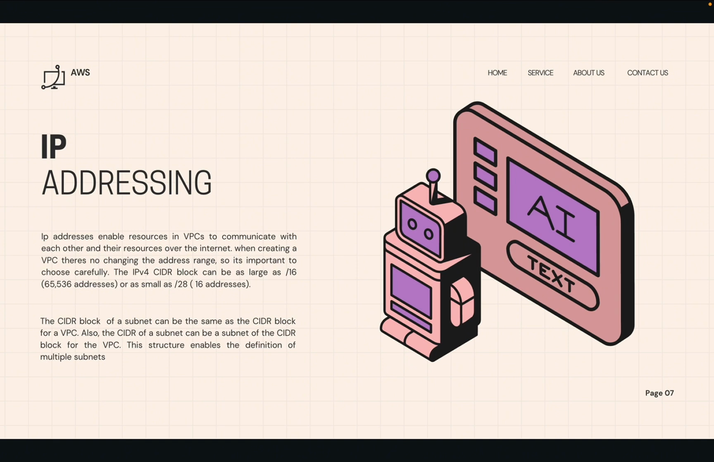When creating a VPC, there's no changing the address range, so it is very important to choose carefully. The IPv4 CIDR block can be as large as /16, or 65,536 addresses, or as small as /28, or 16 addresses. The CIDR block of a subnet can be the same as the CIDR block for a VPC. The CIDR of a subnet can be a subset of the CIDR block for the VPC. This structure enables the definition of multiple subnets.